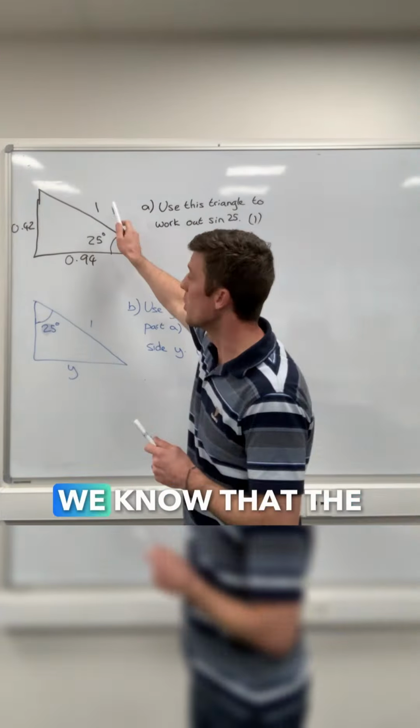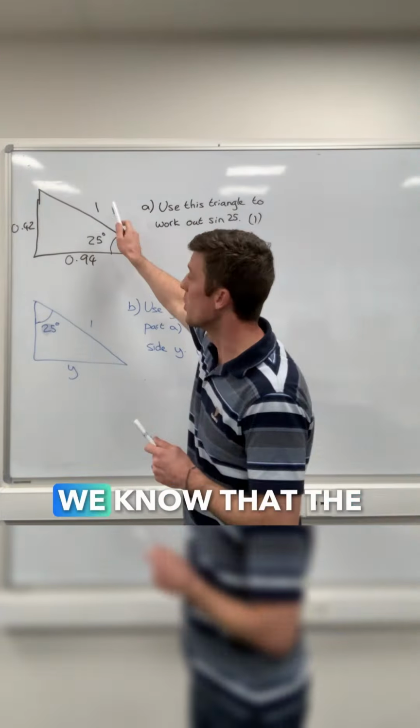The next thing we must remember is SOHCAHTOA. This is to help us to remember the ratios for trigonometry. Now, as you can see, I've got my opposite and my hypotenuse. So I'm going to use sine, which is opposite over hypotenuse, so I can get rid of the rest. And I'm going to replace my values. So sine 25 equals 0.42 on the opposite divided by 1 for the hypotenuse. Now, as we know, any number divided by 1 is itself. So sine 25 equals 0.42.